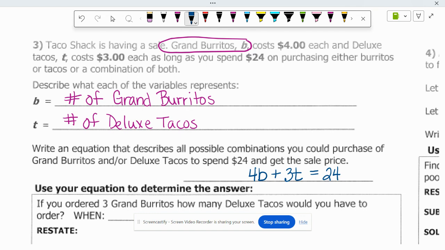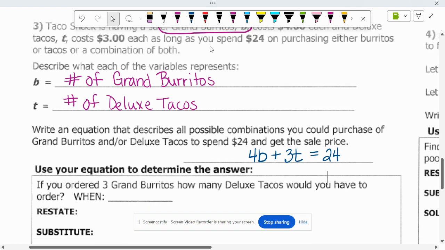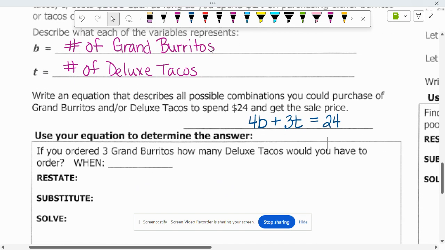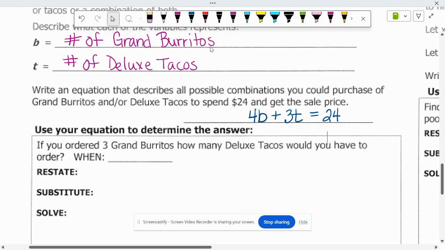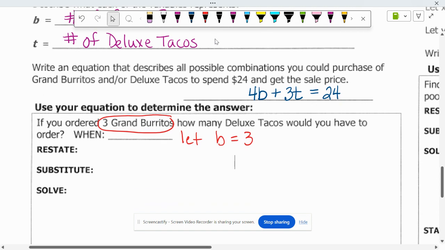All right. So when you have an equation in standard form and you don't have a system, you're going to have to be given some kind of information, right? And it says, hey, if you order 3 burritos, how many tacos do you have to order? So what is that really saying? Yeah. Replace B with what? Yeah, let B equal 3. That's what it's saying. It's just saying let B equal 3.